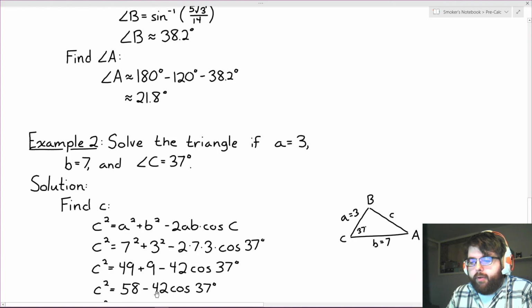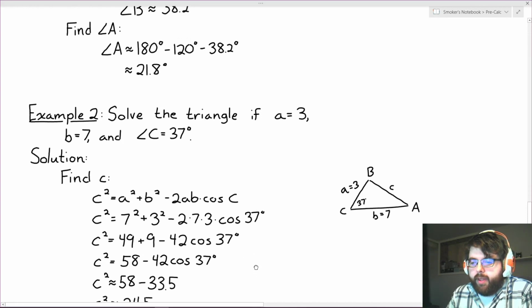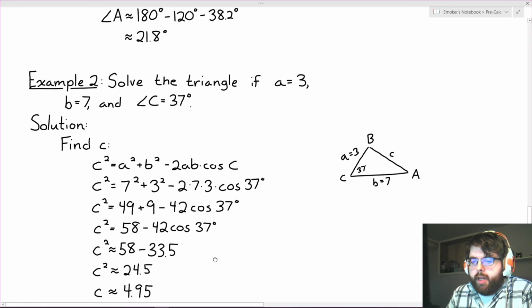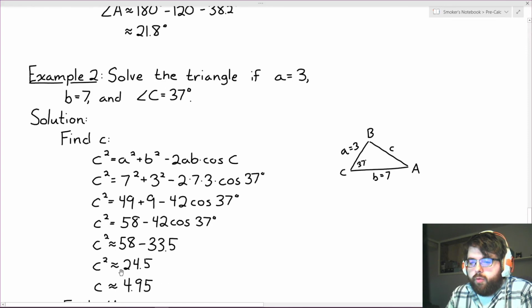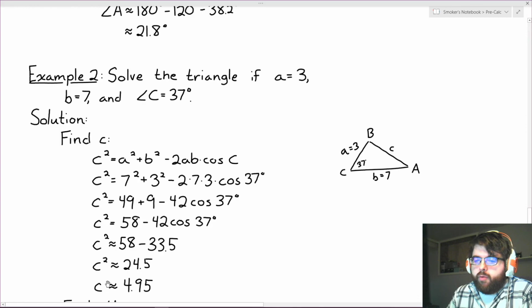Again, be careful. People just want to take 58 minus 42 and then multiply that by cosine of 37. I'm not sure why. I've seen a lot of students do that in the past. It's just like instinctively they want to do this, but there's this times here that's more, this order of operations and everything. This here goes to 33.5, and then you can get c squared is equal to 24.5.